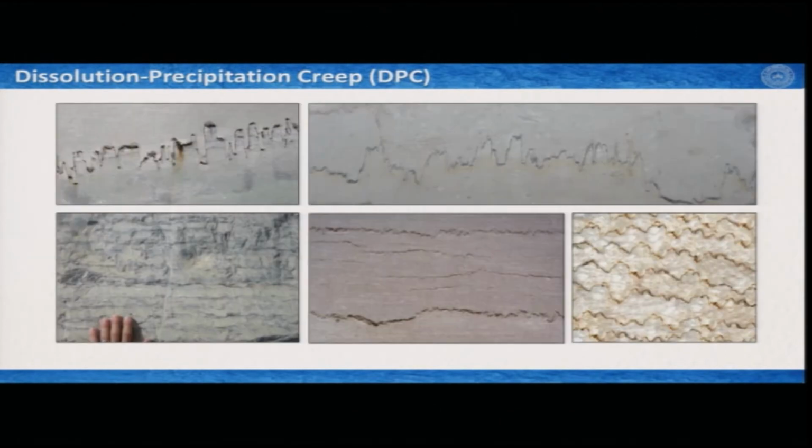Now, I have 5 images which I collected from different web pages or different papers, and I leave these 5 images for you to interpret which one is a dissolution seam, which one is a stylolite, which one is a highly serrated stylolite, and which one is a deformed stylolite. So, you can look at these images in detail, go back to the previous slides, check them, match them and identify by yourselves which one is what.